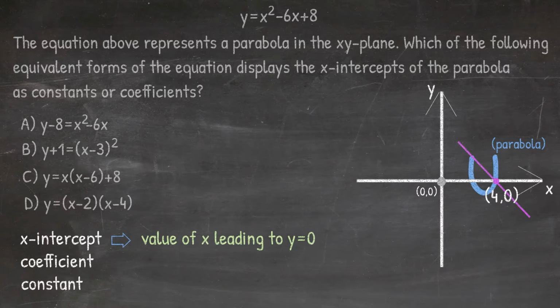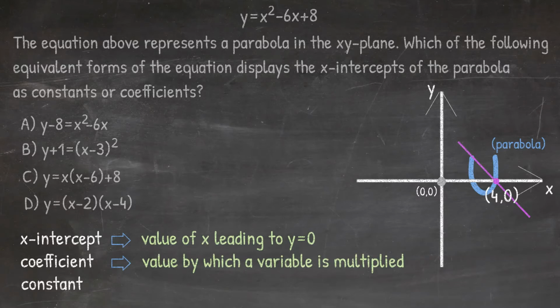The term coefficient means a value by which a variable is multiplied. So if we look at the answer choice A, we have this term 6x. In this case, 6 is the coefficient that is applied to the variable x. And finally, constant is a standalone number. So looking at the same answer choice A, we have a number -8. And it's just a number that's standing by itself, and it is a constant.